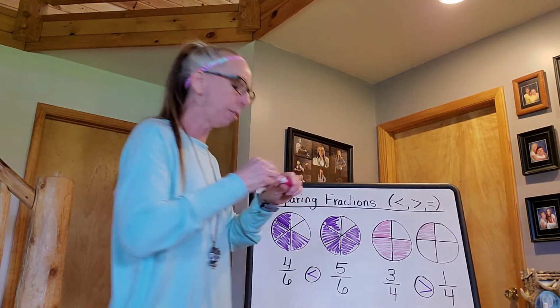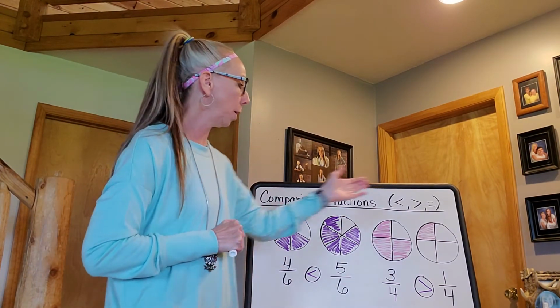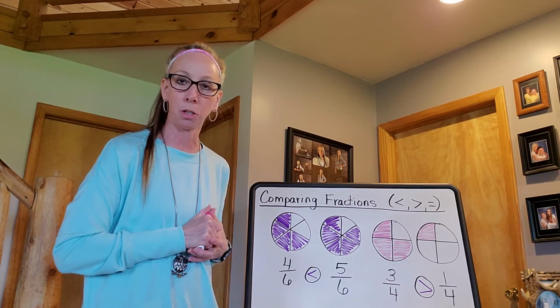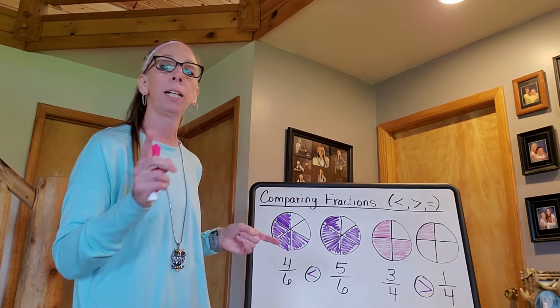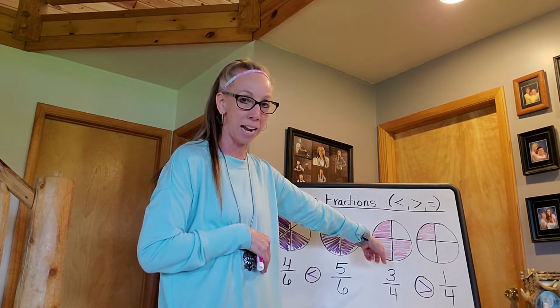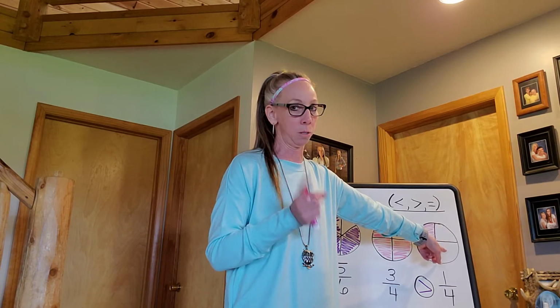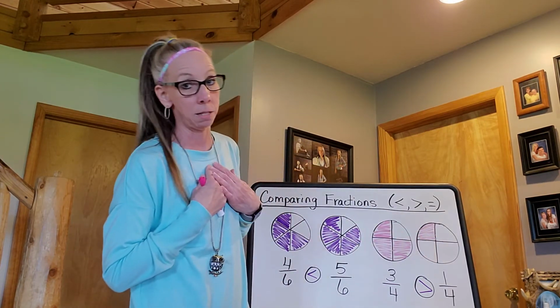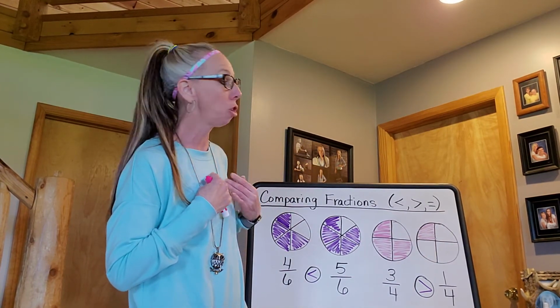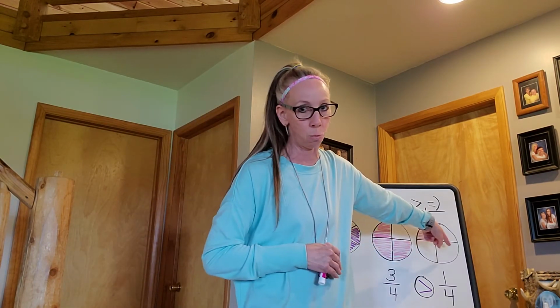So now just looking at the pictures, not looking at the fractions themselves, which circle has more of the circle colored in? So if you were thinking of pizzas again, would you want this pizza that has 3 pieces, or would you want that pizza that only has 1? Or in my case, chocolate cream pie. I want 3 pieces of chocolate cream pie, not just 1.